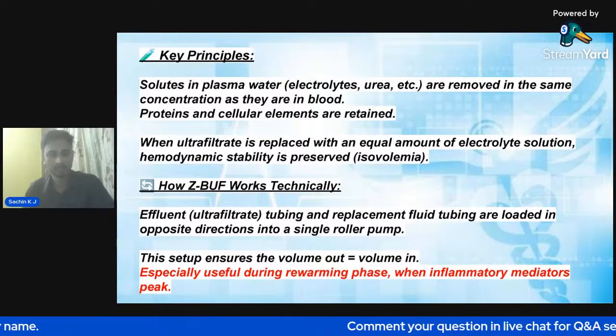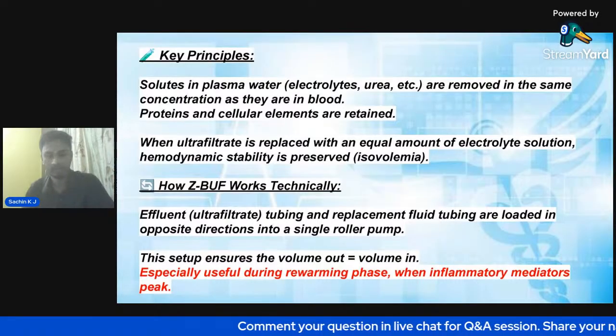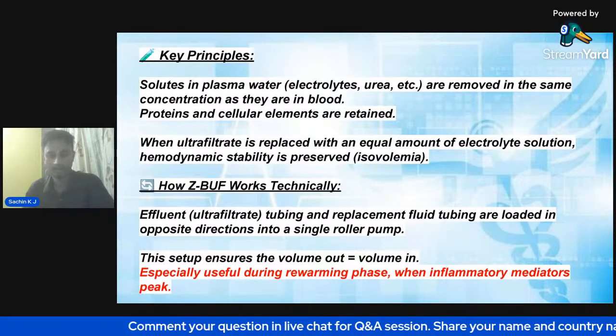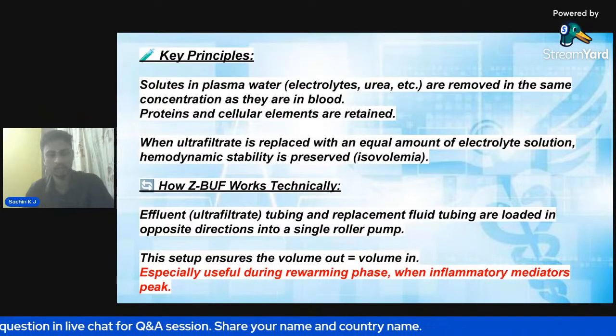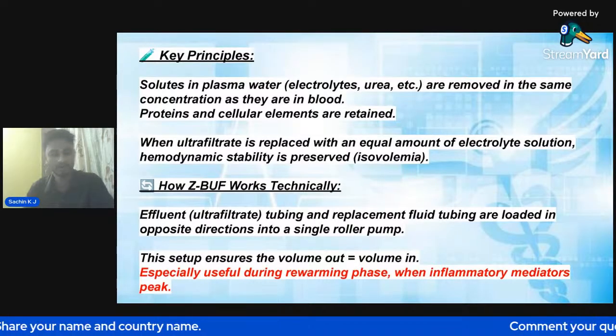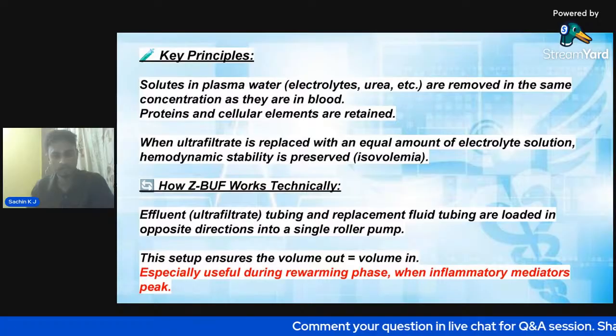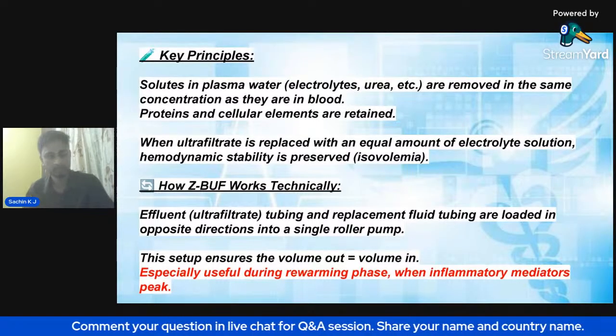How does ZBUF work technically? Effluent ultrafilter tubing and replacement fluid tubing are loaded in opposite directions into a single roller pump. This setup ensures the volume out equals the volume in, especially useful during the rewarming phase when inflammatory mediators peak.